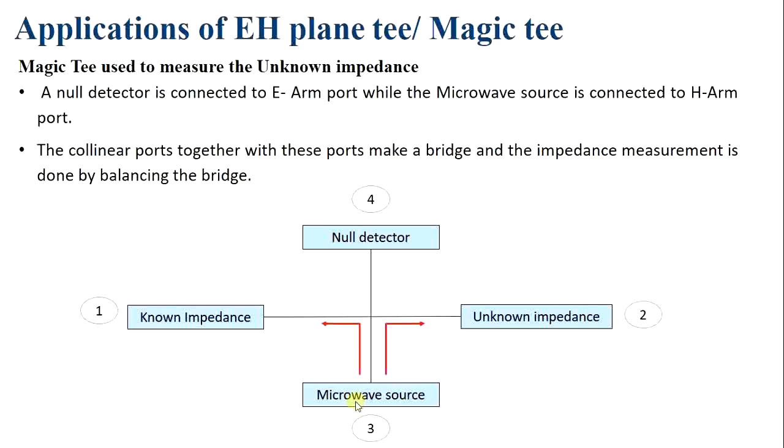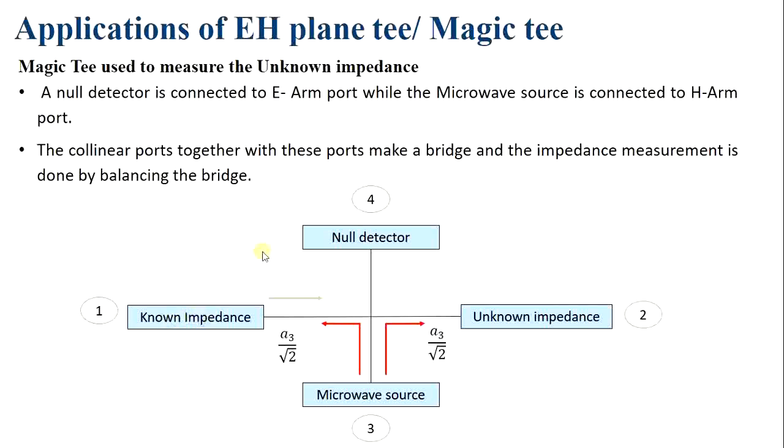So the power coming from port 3 will get divided into port 1 and port 2. So if the source is generating an A3 wave, the power at port 1 will be A3 by root 2, and at port 2 will also be A3 by root 2. It has got equally divided into port 1 and port 2. As port 1 and port 2 are not connected to matched impedance, it results in reflection.